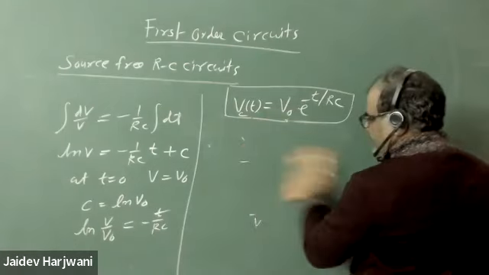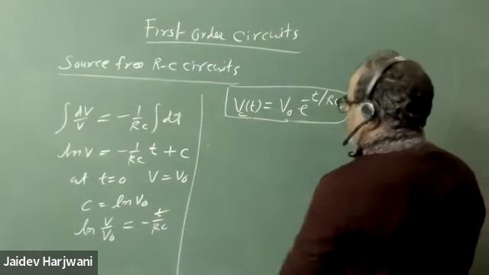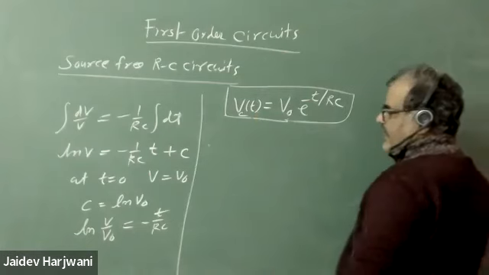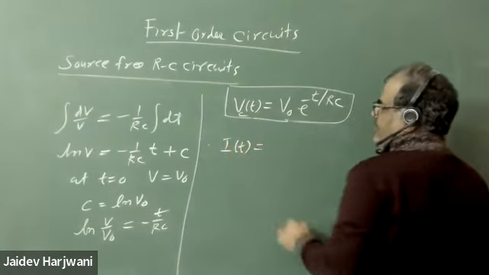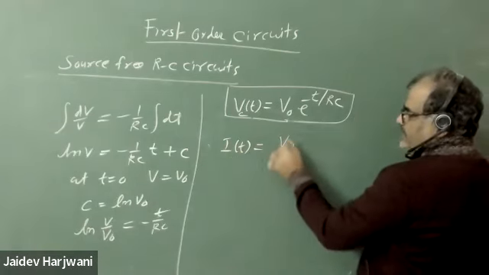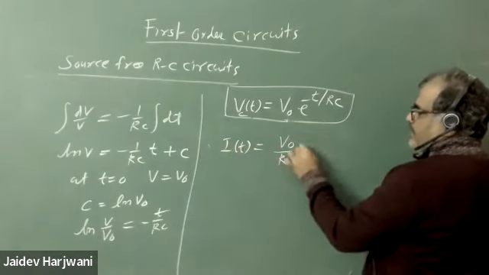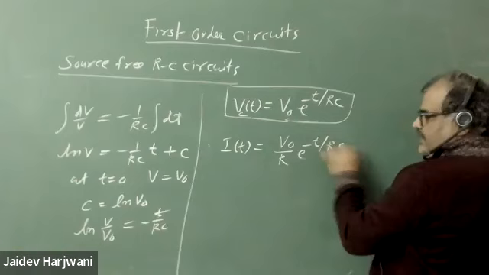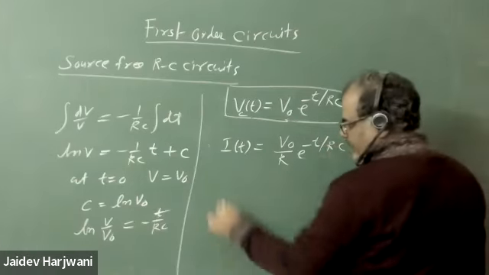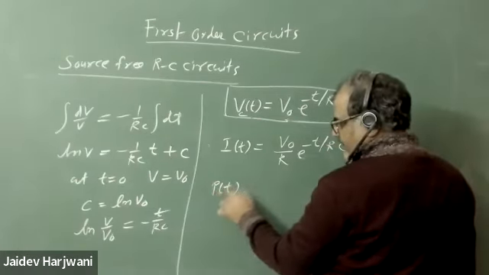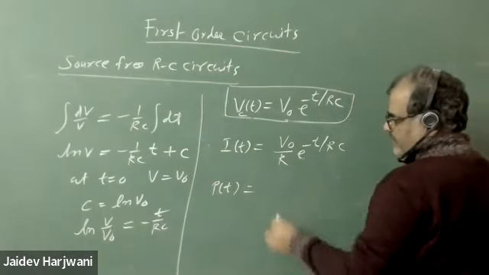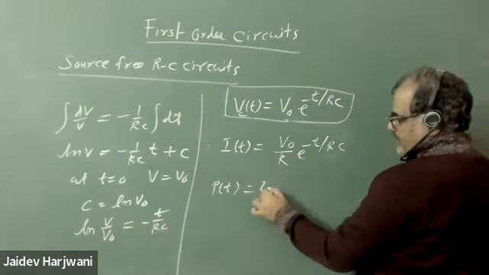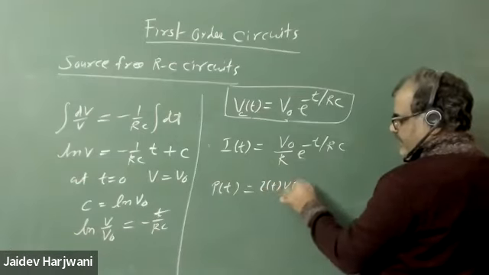So now once I know the voltage at time t, I can of course calculate the current at time t, which will be simply V naught upon R, e power minus t upon RC. And I can also calculate power. Power at time t will be simply I square R, or I naught V. You can write I(t) and V(t).